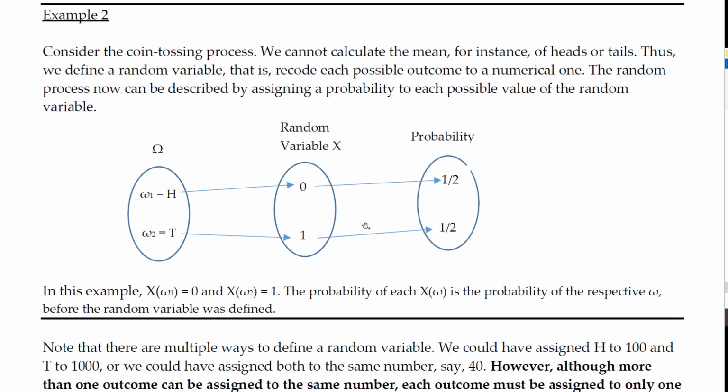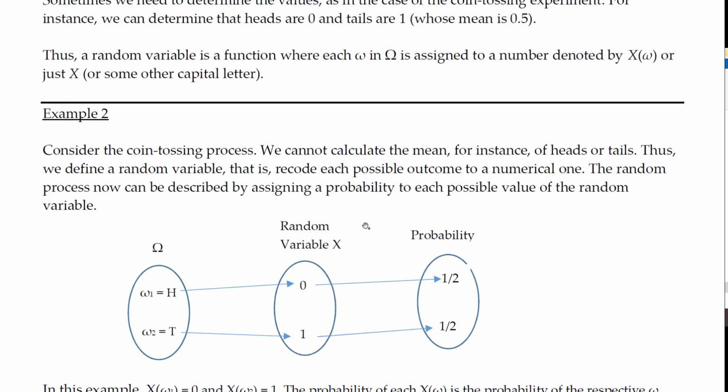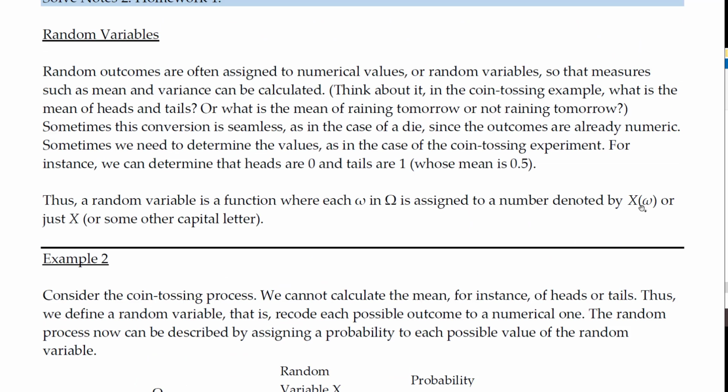Now let's talk about notation. This notation means function of, over here. In high school, you use f of x. Here it is X of omega, but the meaning is the same: function of. So X of omega, the random variable, is a function of the outcomes. Sometimes it is denoted just by X or by some other capital letter.